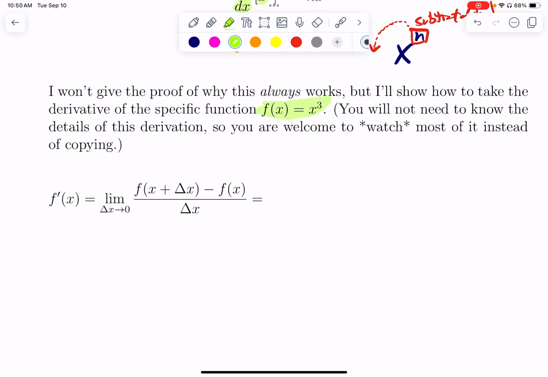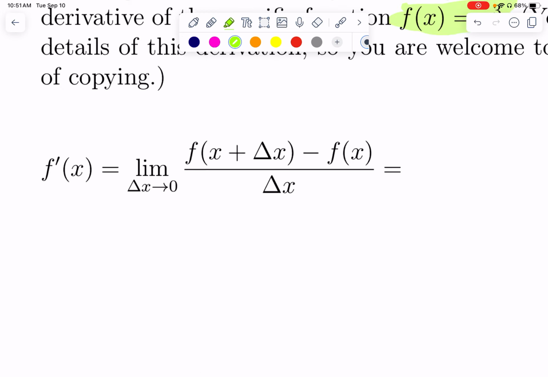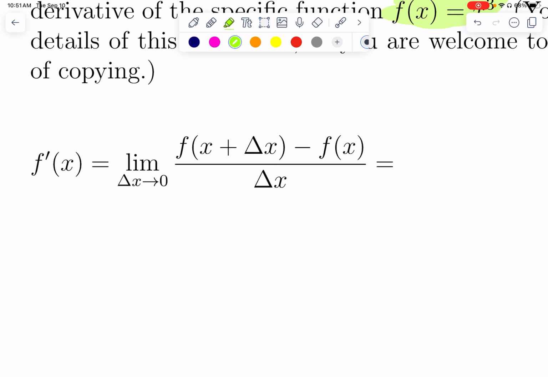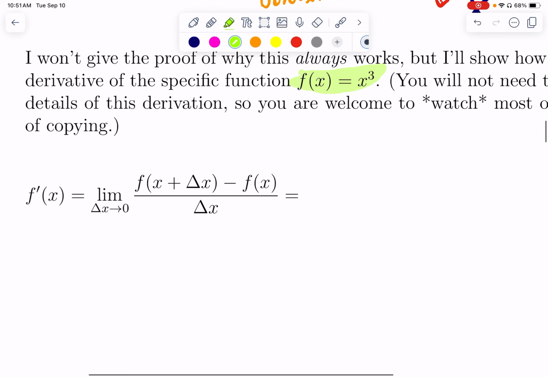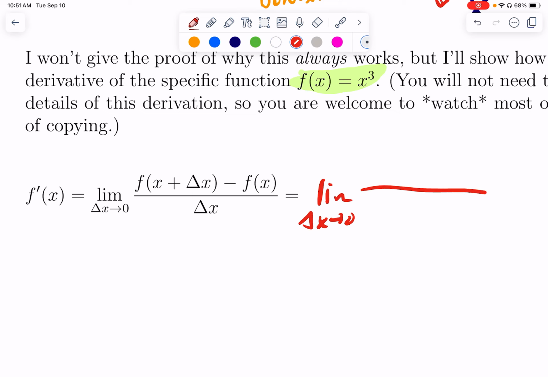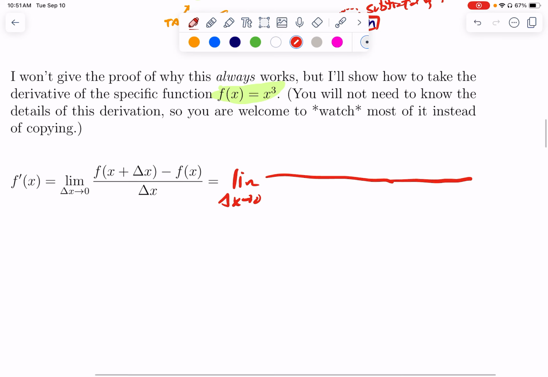So let's think about this. Let's suppose we have the specific function f of x is x to the third power. It's the function that cubes things. What would be the derivative of that function? So this is our most generic form. And f here is the cubing function. It takes its input and cubes it. So we have the limit as delta x approaches 0. Very specifically for this one, when we apply f to x plus delta x, that means x plus delta x cubed, and f of x is x cubed.